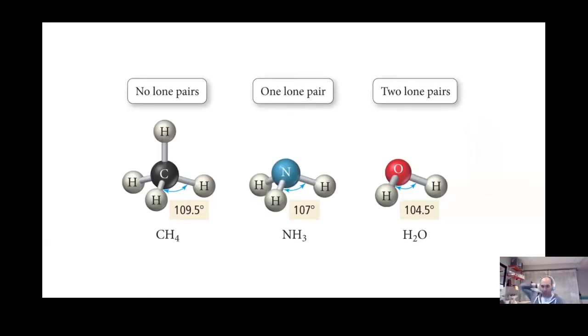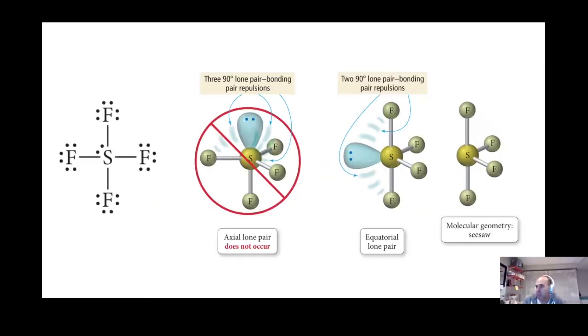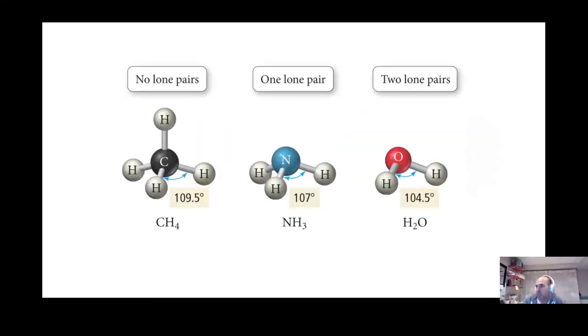So here's the general theme of this: when you have no lone pairs, you have roughly ideal bond angles. When you have one lone pair, the bond angles are reduced. And the more lone pairs you have, the greater the reduction. That's for tetrahedron. The same is true for trigonal planar.